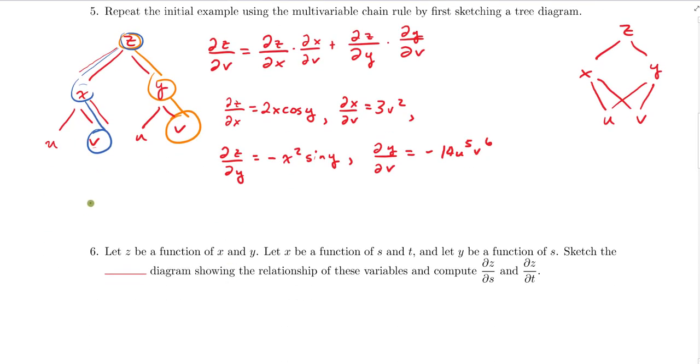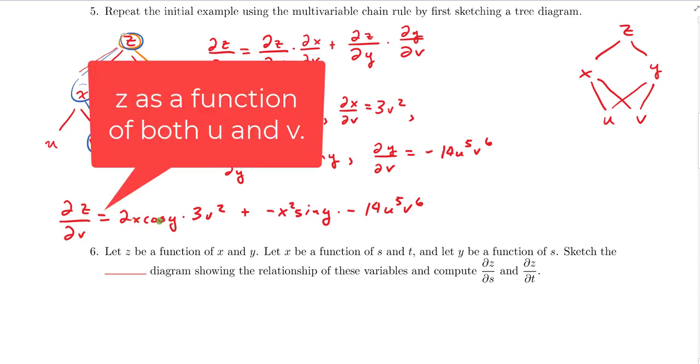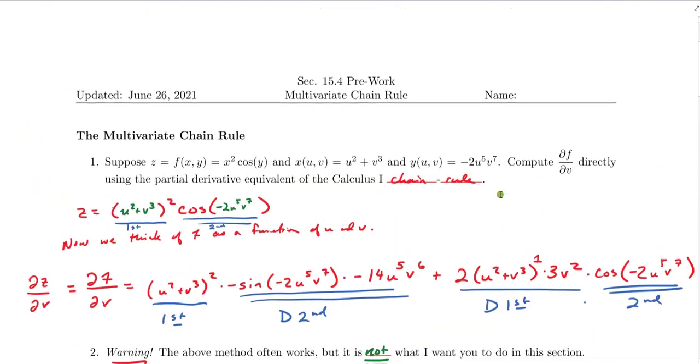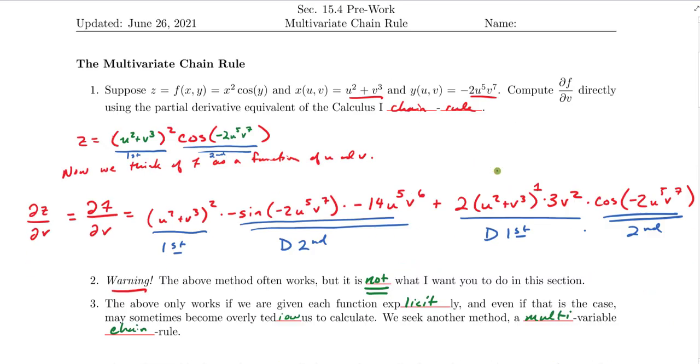So now we're ready. We can go ahead and actually give this expression, partial z, partial v, and that would be equal to 2x cosine y times 3v squared plus negative x squared sine of y times minus 14 u to the 5th, v to the 6th. What I can now do, folks, since I want to think of z as a function of v, is replace the x's and y's that I have here with their explicit descriptions up above. So let's go ahead and do that.